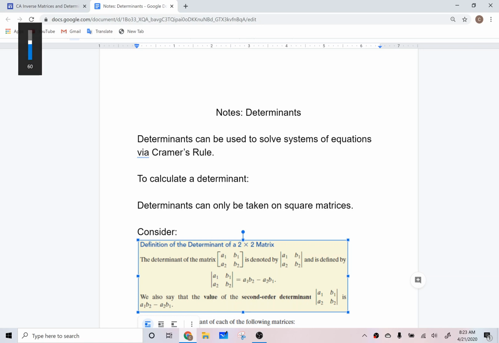Welcome back, guys. So, we're gonna start today with determinants. I was gonna do inverse matrices first, but then I realized that in order to do the inverse of a 2 by 2, you can use the determinant, and so we're gonna go through this first.